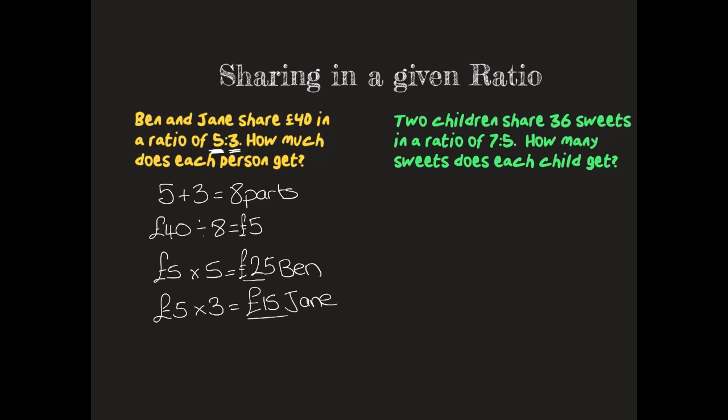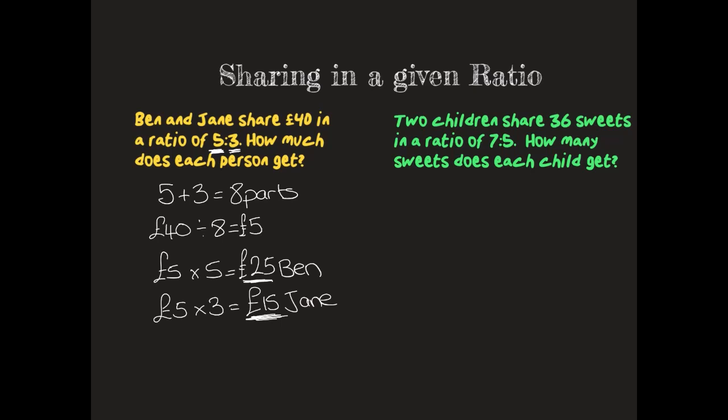Now we can also check whether we've got this right, because we had a total amount of £40 to share out. So 25 plus 15 need to add up to that £40. And if they don't add up to £40, then we've made a mistake. There's something wrong with our answer, because that's how much money we had to share out. So we can't have money left over, or we can't have shared out more than that. So 25 plus 15 does equal 40, so we've done this correct.